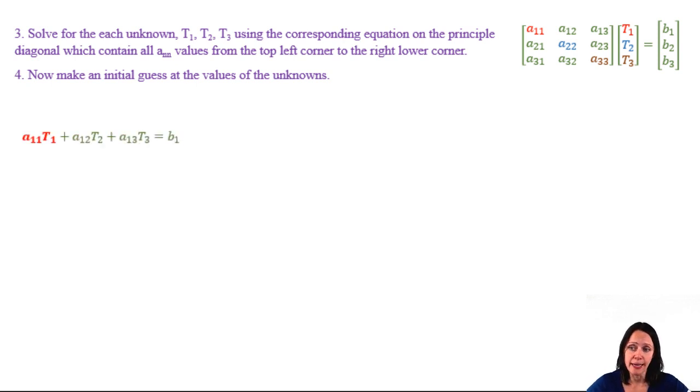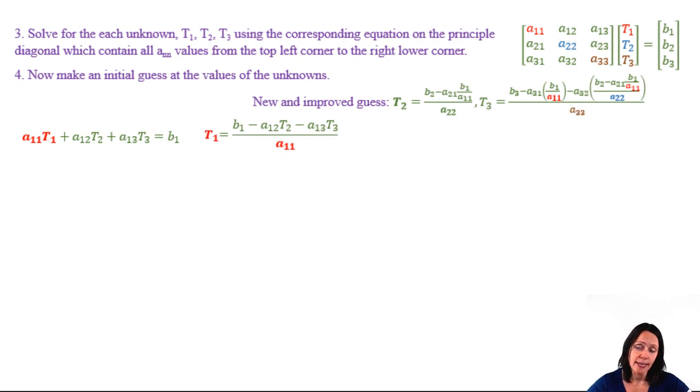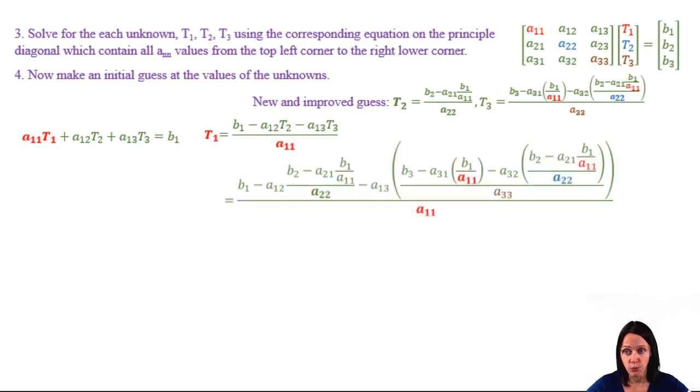I can take my governing equation on the first row. I solve for T1. I plug in my newly calculated educated guess for T2 and T3, and I solve for T1. And I'm ready to repeat the process for T2 and then T3, and then I can start with T1 again. And then I keep on going as long as I can.